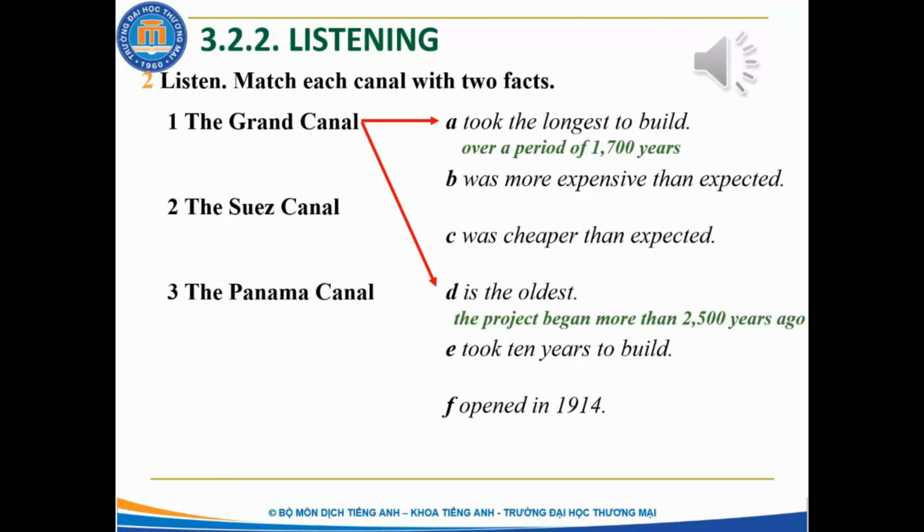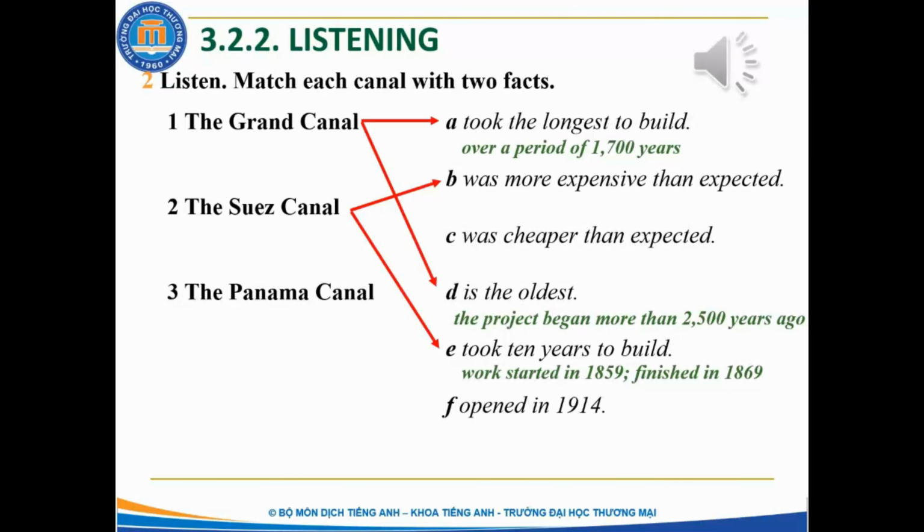Đối với kênh đào Suez thì chúng ta có hai thông tin là, alright, the first one is took 10 years to build. Mất 10 năm để xây dựng, đúng không ạ? Các bạn có nhớ là kênh đào này bắt đầu xây dựng từ năm nào và chính thức kết thúc vào năm nào không ạ? Right? The work started in 1859 and it ended in 1869. So it took 10 years to build the Suez Canal.